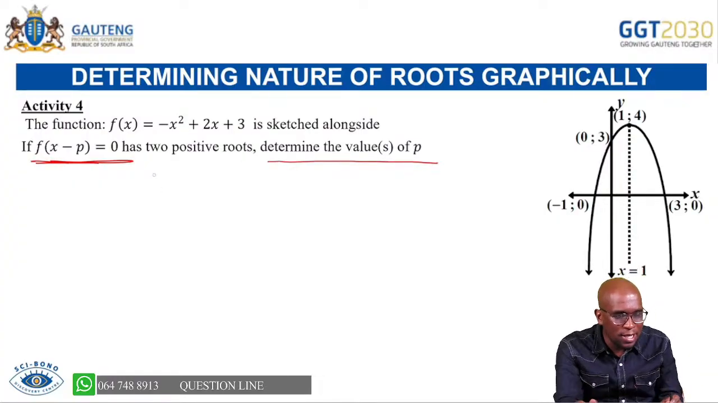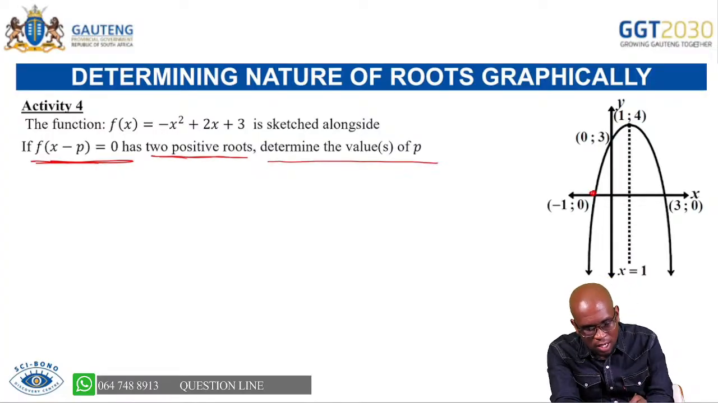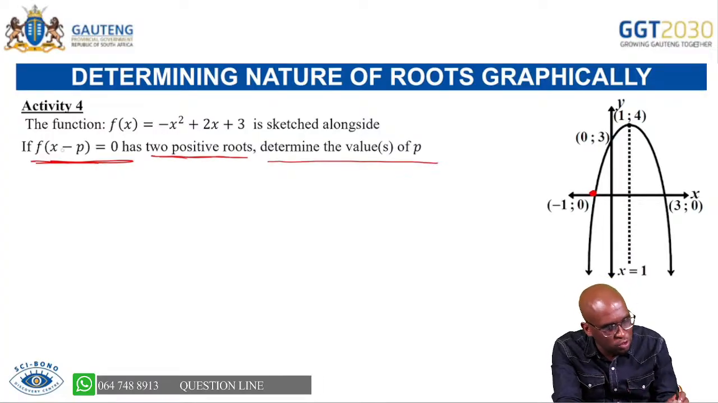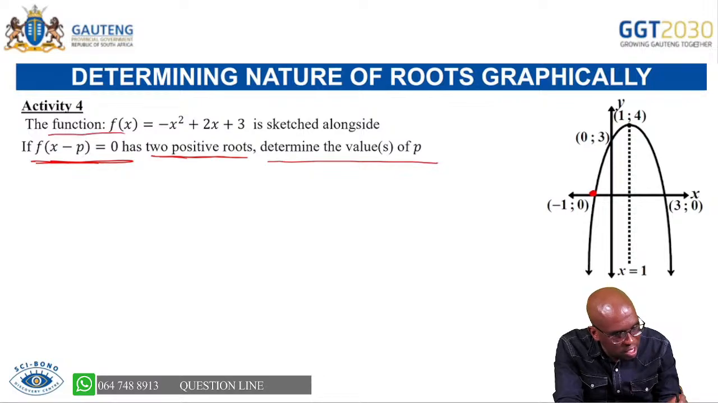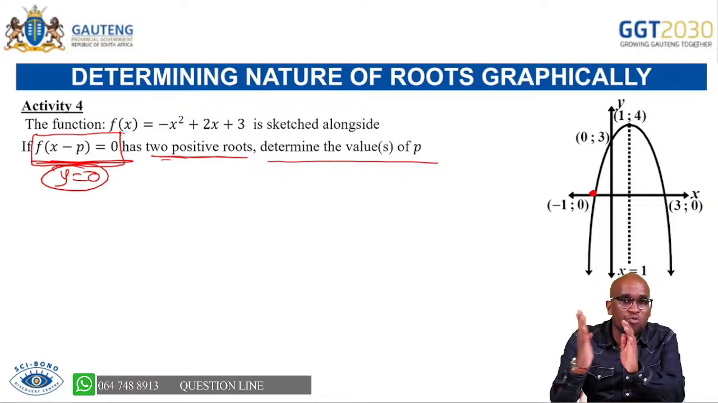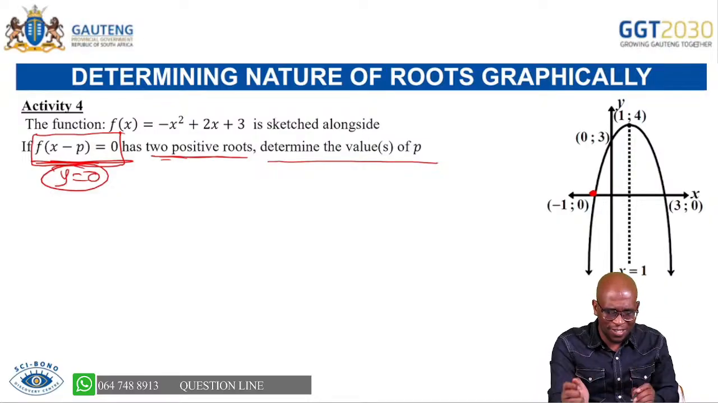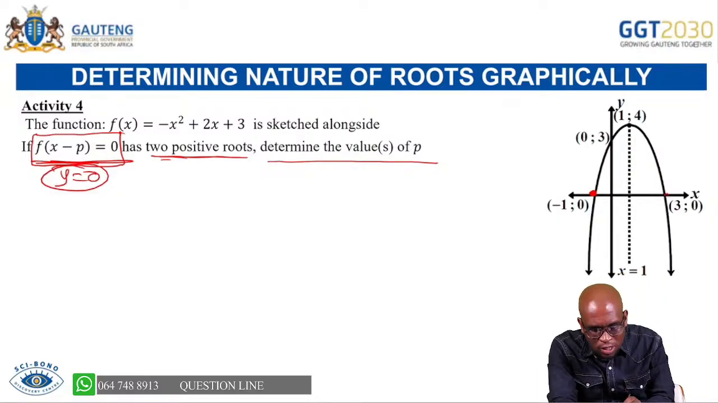So we want two positive roots. If you check this graph, this is f of x minus p is 0. So this is the line y equals 0, and then we want to move the graph with respect to the line y equals 0 such that we get two positive roots. Here you can see that this one is negative and this one is positive.